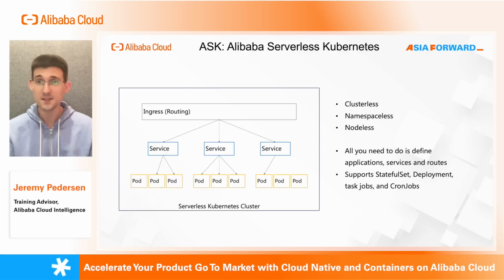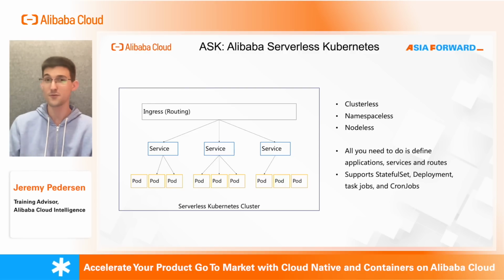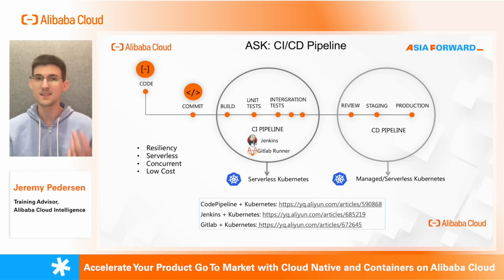It's clusterless, namespaceless, nodeless. All that management work is gone. You just define those object files that I talked about earlier, like a pod or a deployment or a service. You pass them to the cluster through the web console or through kubectl, and it figures out what to do. It's that easy. A great example of a use case for ASK, or Alibaba Serverless Kubernetes, is a CI/CD pipeline.